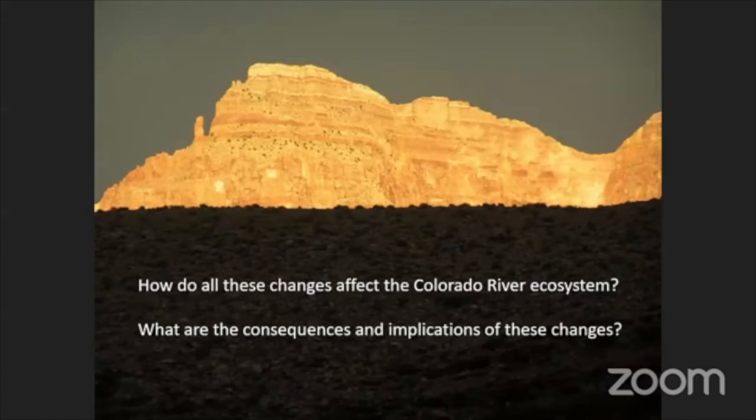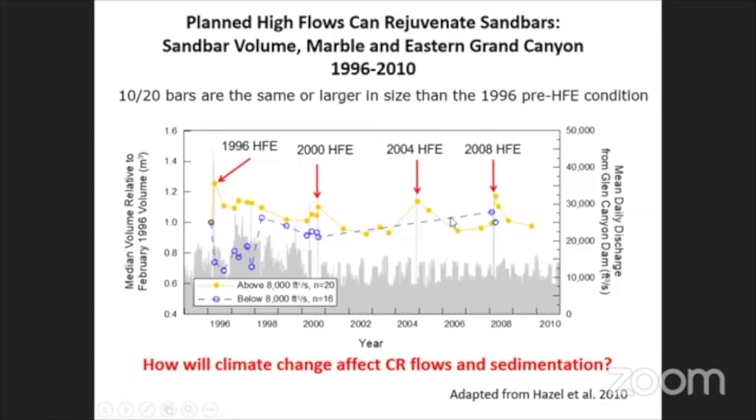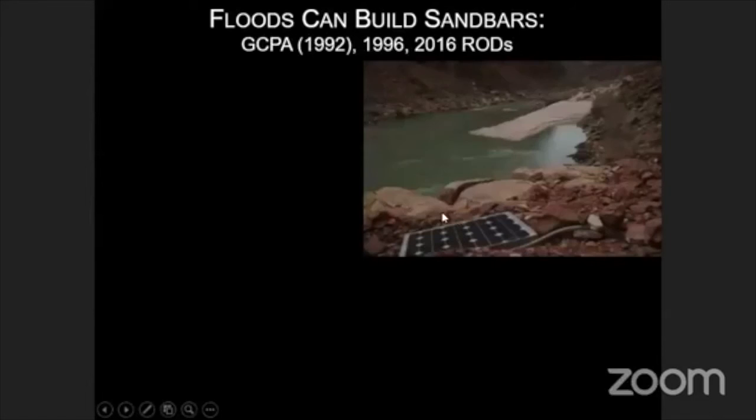So let's take a little look at how these changes affected the Colorado River as a socio-ecosystem. And what are the consequences and implications of these changes? Well, going back to some of the basics, can we manage sand in Grand Canyon to preserve beaches and therefore conserve our $30 million a year recreational activity in Grand Canyon? Sorry.